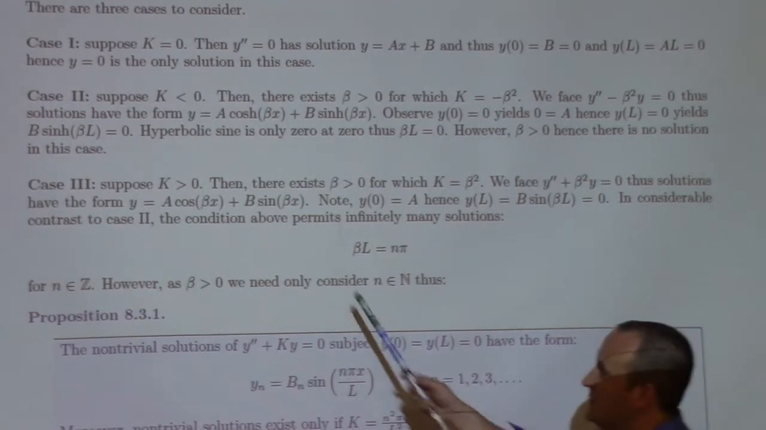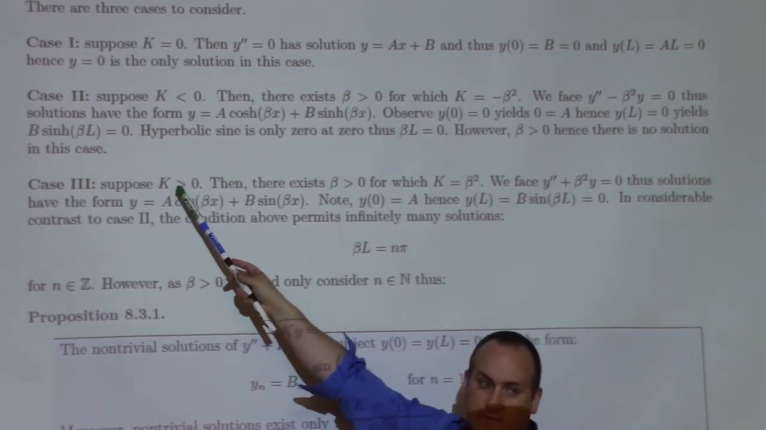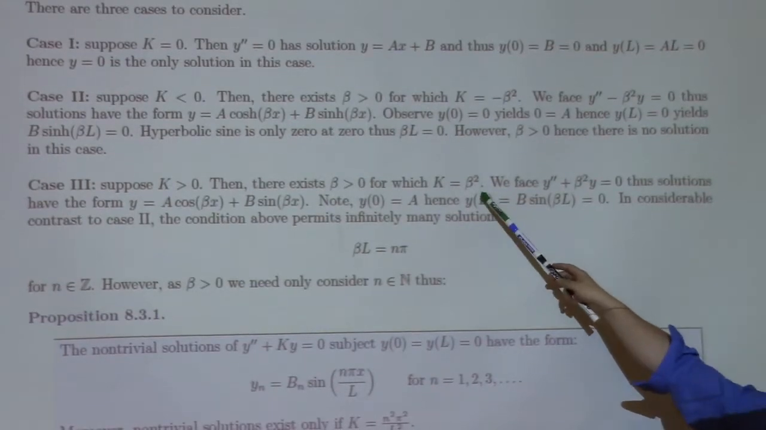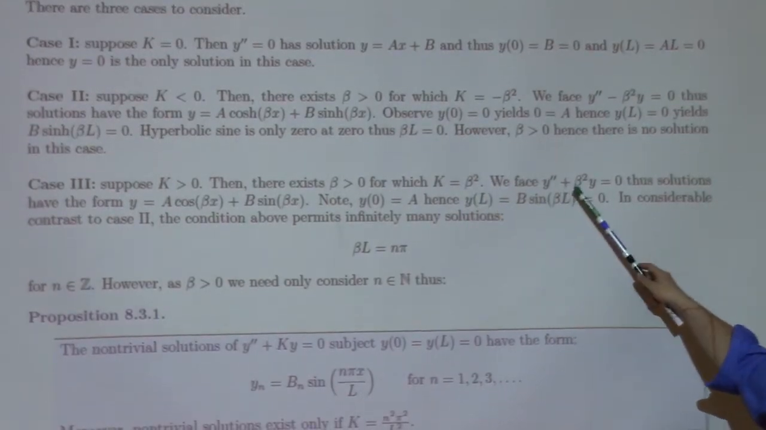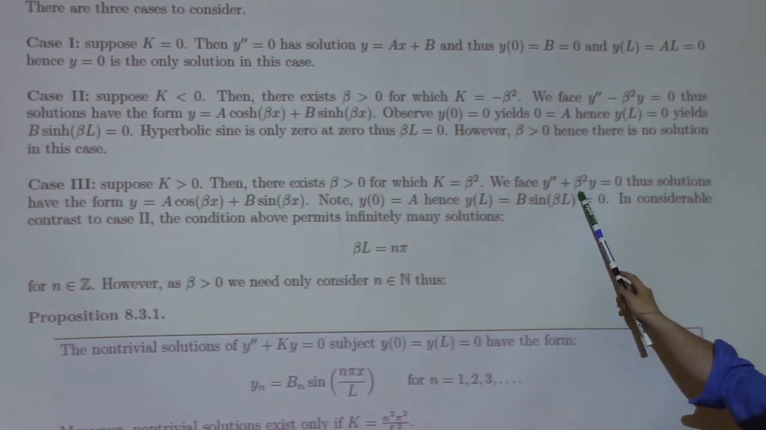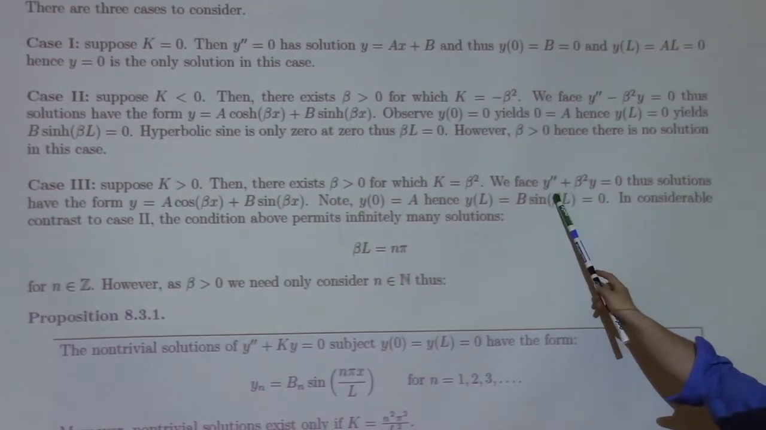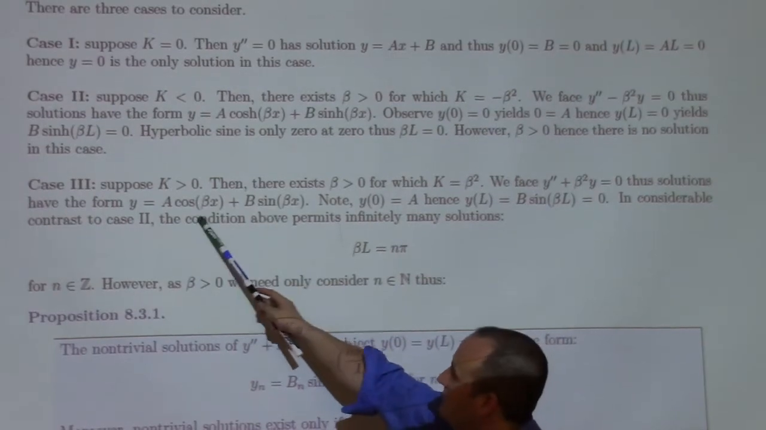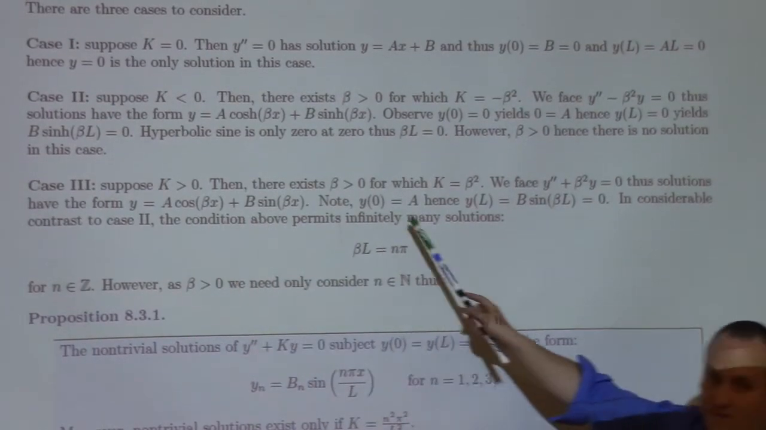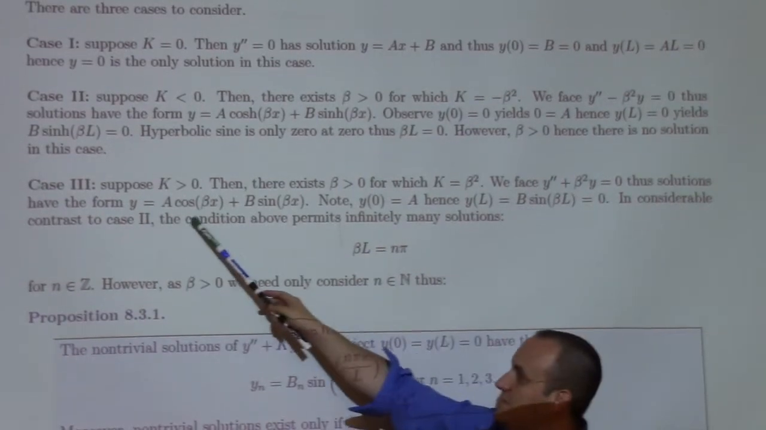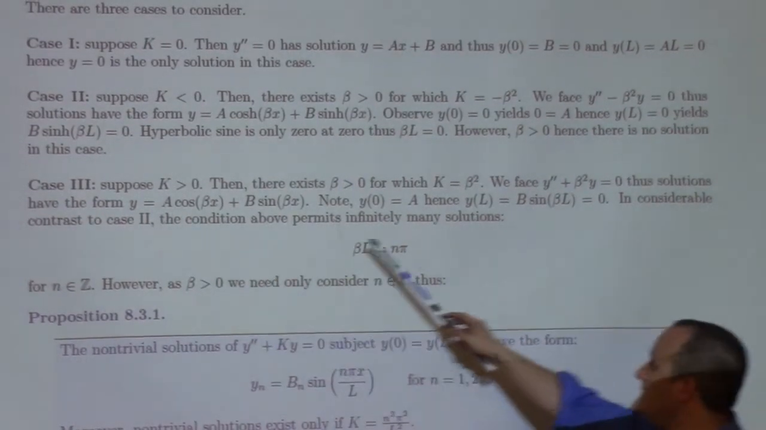Case 3, suppose that the k defining the differential equation is greater than 0. Well, in that case, k is equal to beta squared for some positive, real beta, and that gives us y prime prime plus beta squared y equal to 0. That gives me lambda equals plus or minus i beta when I solve the characteristic equation, so that gives me sines and cosines of beta. So I get cosine beta x, sine beta x as my possible solution. Now I fit the boundary conditions. Y of 0 is A. That means that A has to be 0, all right?